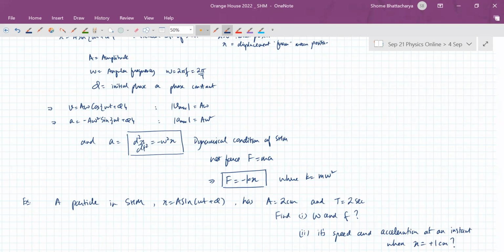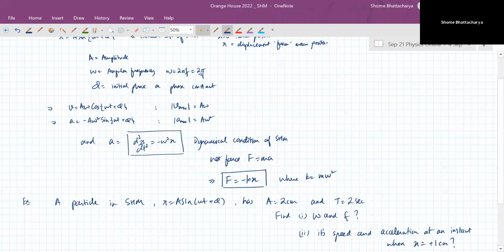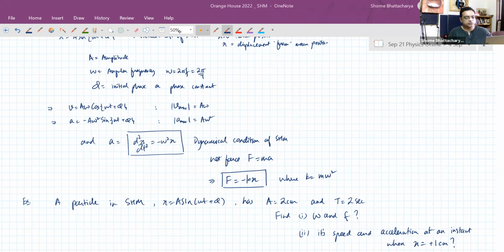Okay, so just try out this question. We'll discuss. So just go through this section above and try out this question. The concepts you require to solve this question are there above.